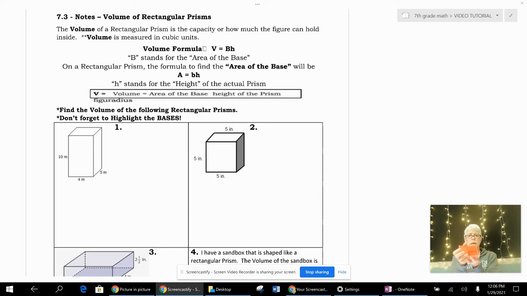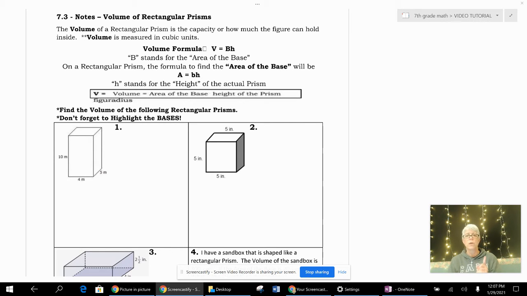Volume is more filling it up, like what's on the inside. So let's get going. Hopefully you've already watched the video on the formula chart and filled all that in. That's a good way to get started on this. But in your notes, 7.3, it says the volume of a rectangular prism, which, by the way, today we're focusing on. They're probably the easiest. So again, how much it can be filled, and then it gives you the formula.